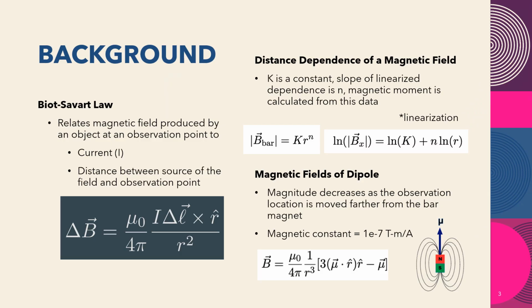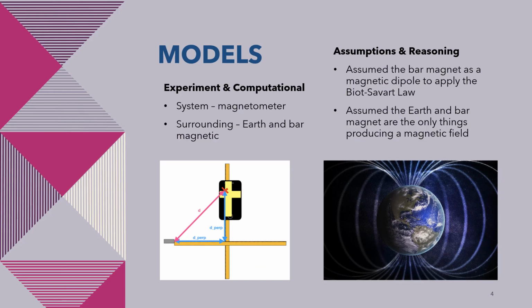Here are some important background equations. The PHYS law relates magnetic field to current and distance between the source of the field and the observation point. The distance dependence of a magnetic field and the dipole magnetic field equation are derived from the PHYS law and are shown on the screen. The models for this lab are an experimental model and a computational model, where the system is the magnetometer and the surroundings are the bar magnet and the Earth. We assume that the bar magnet is a magnetic dipole in order to apply the PHYS law, and that the Earth and bar magnet are the only things producing a magnetic field.